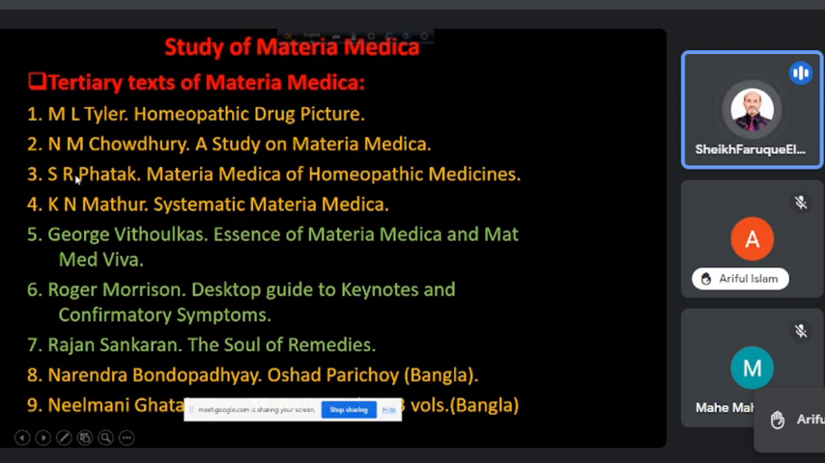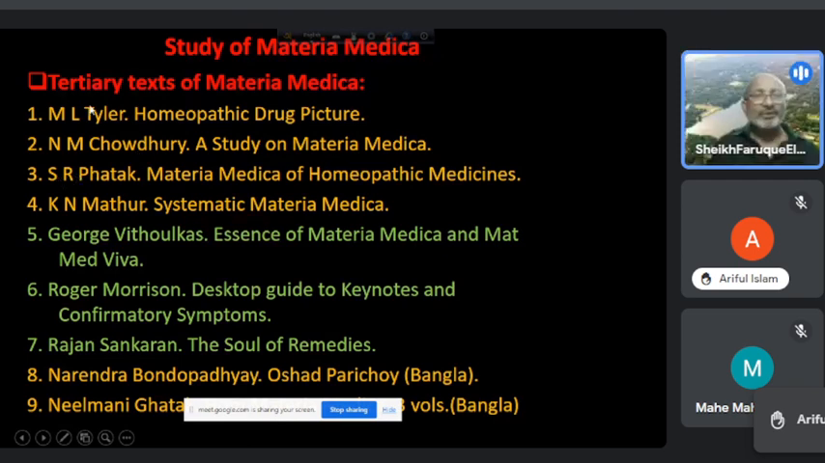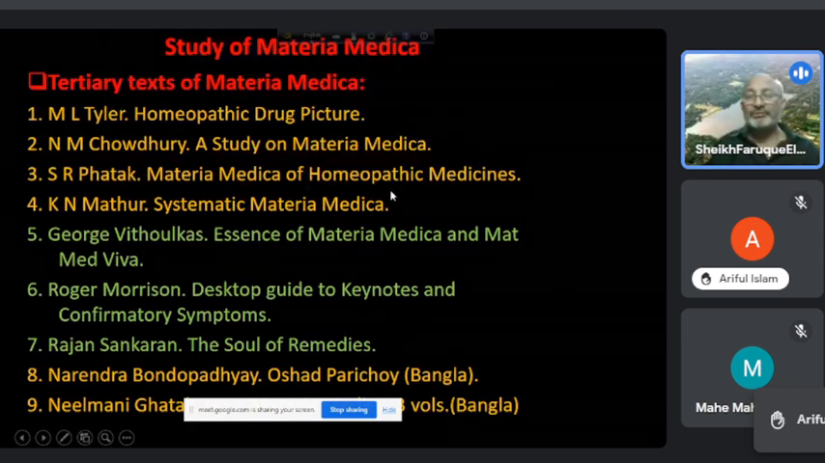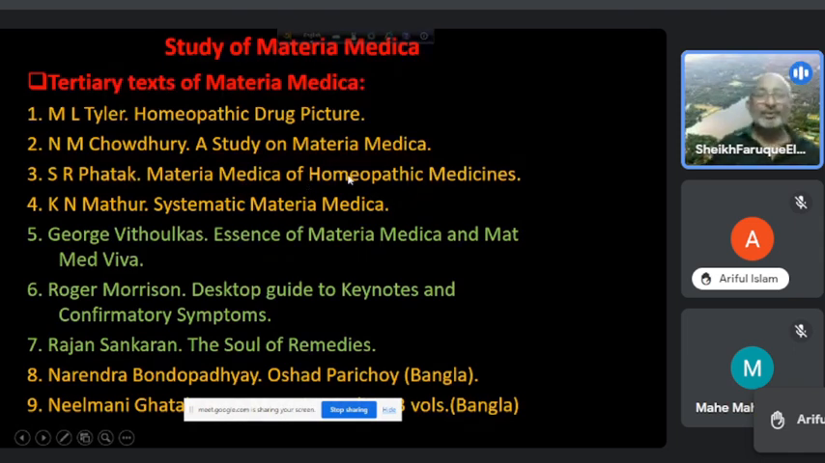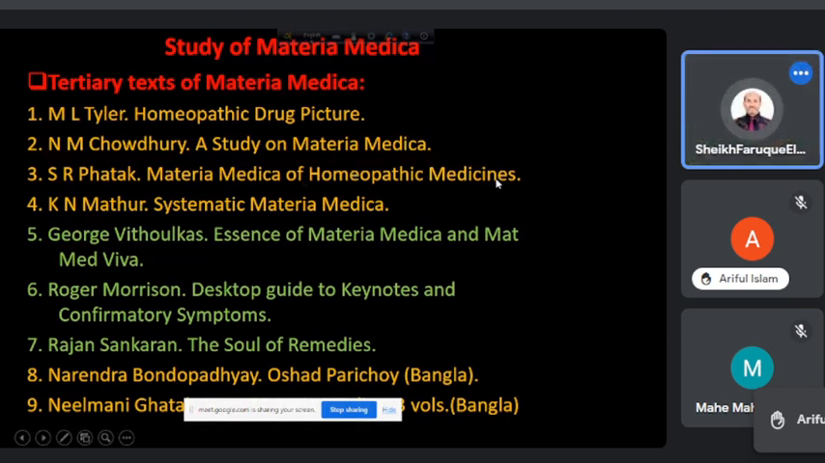Then Dr. S.R. Phatak. They all became allopathic doctors in the beginning. S.R. Phatak was an MBBS, but he was converted to homeopathy. He wrote this book, Materia Medica of Homeopathic Medicine. Also, he wrote another book on biochemic medicines. This Materia Medica of Homeopathic Medicine is also a very good book, and it is a tertiary text.